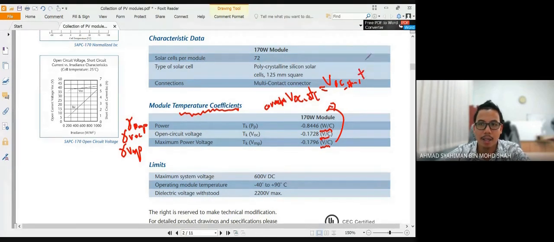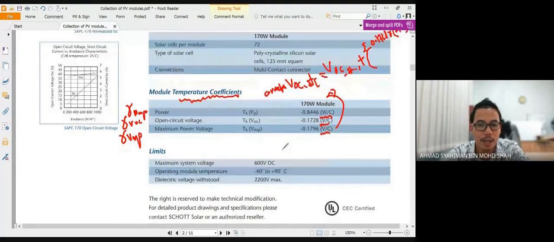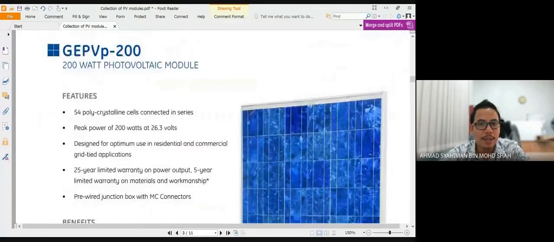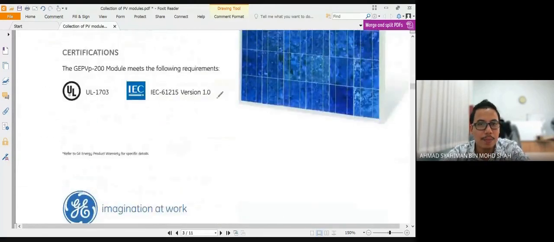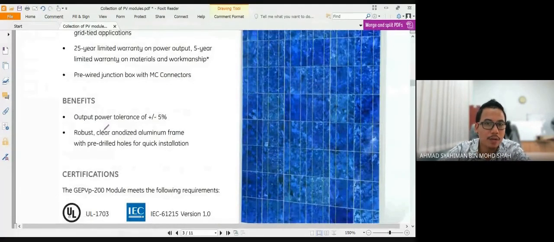Tambah. Okay, tambah. Terus letak nilai ni contohnya, negatif 0.1728 darab T-cell. T-cell kan, tolak STC. Itu maksud dia. Ni sebab dia bagi absolute value. Okay. Tak pernah saya bagi contoh je. Yang ni pun contohnya dia bagi tolerance juga kan. Ni pun ada tolerance juga.